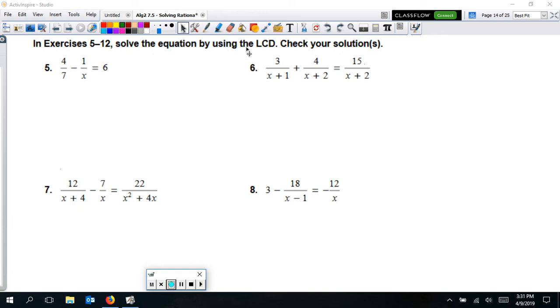All right, so for number 5 here, our LCD between 7 and x is just 7x. So we want to find that LCD first and recognize that it is just 7x. And we're going to now multiply this entire equation by the LCD. That's how we do this. I'm going to put parentheses around the entire thing, and then we're going to be multiplying by that.